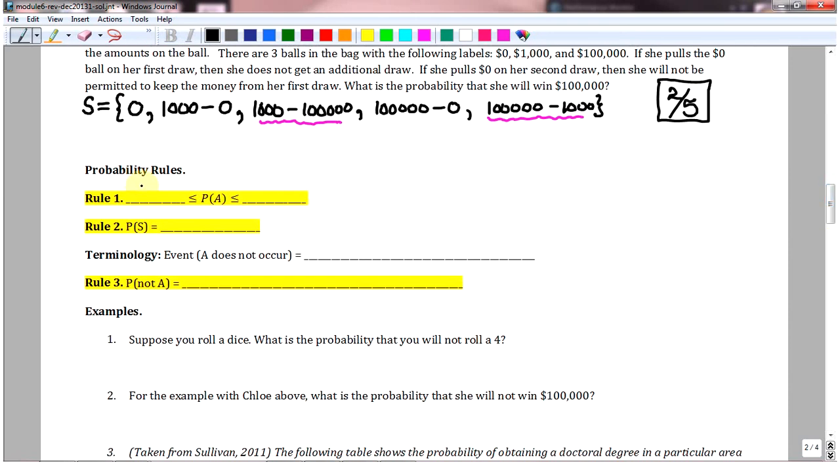Now we're going to look at some probability rules. This first rule we saw in the last module. The probability of an event A is always going to lie between the numbers 0 and 1. Secondly, the probability of getting something in the sample space is going to be 1. Since the sample space lists all possible outcomes, you know you're going to get something in that sample space. So it's guaranteed, which is what the 1 represents. Let me put in parentheses a reminder that S is the sample space.